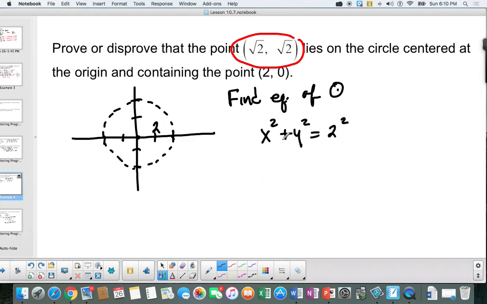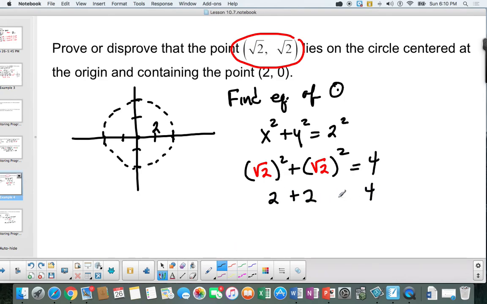Now the question is, is this point part of this set of points? So I'm going to substitute in for x and y and see if I get this answer. So I'm going to write root 2 in for x, root 2 in for y, and I get 2, and I get a 2, and I get a 4, and this definitely does equal, so we say yes, root 2 is part of the circle.